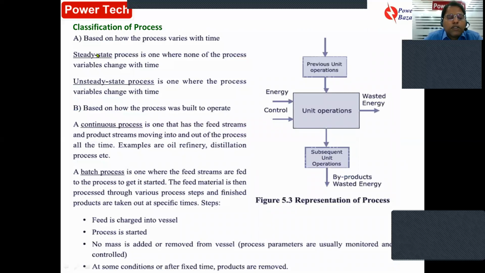Now let us examine the classification of process. As I told you in the previous unit operations, this is one unit operation in which we provide raw materials, energy, and apply control systems. Some energy is wasted, and you get product, waste product, and in subsequent unit operations you get byproduct and some waste energy also.